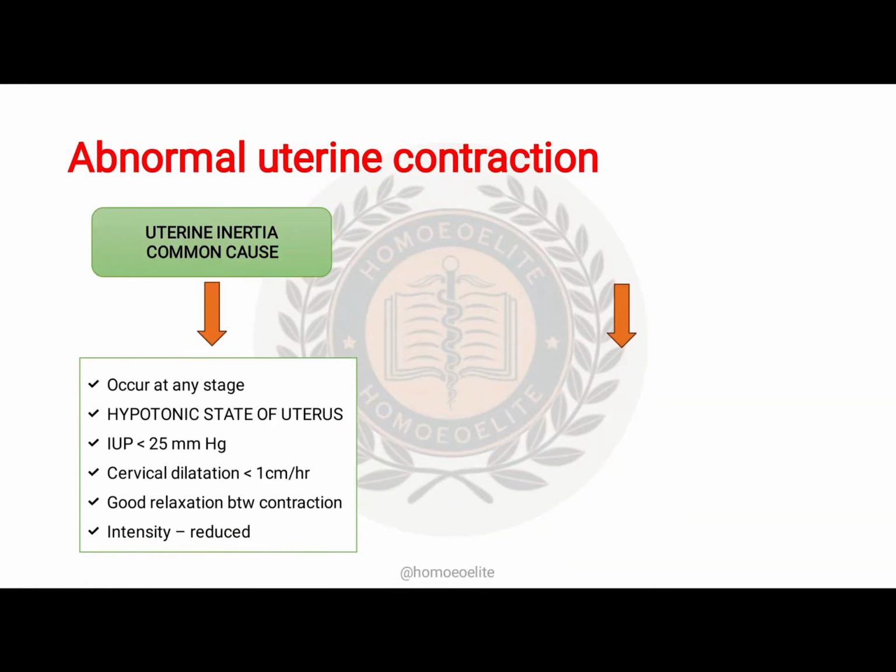Uterine inertia. So what happens in uterine inertia? Here the contractions will not be forceful enough. It can occur at any stage: either in the first stage, second stage, or third stage itself. So it is just a kind of hypotonic state.